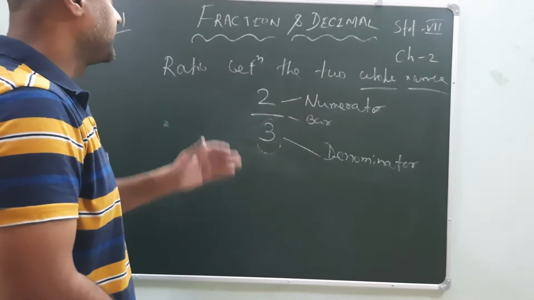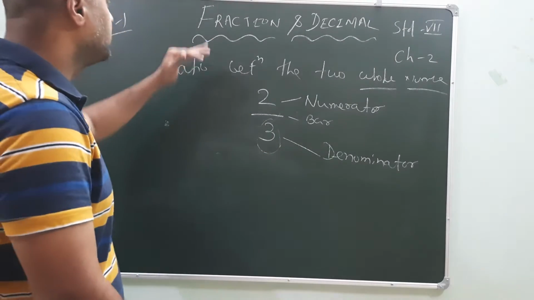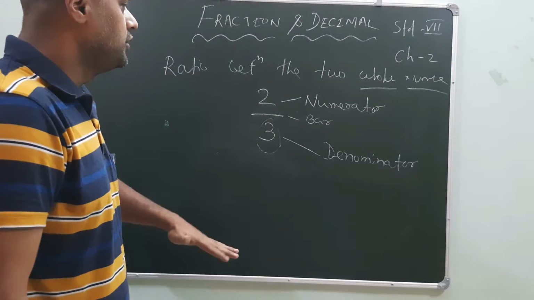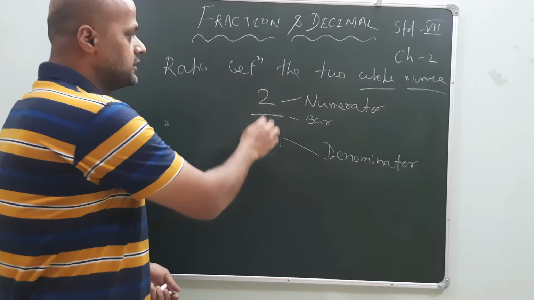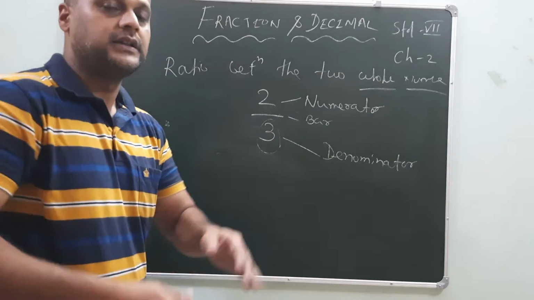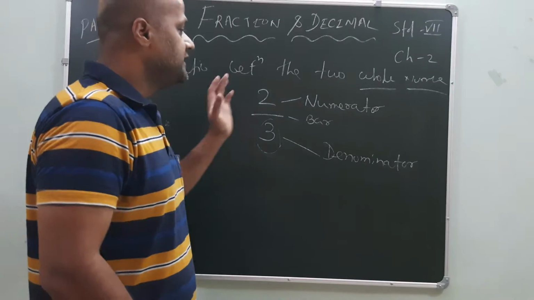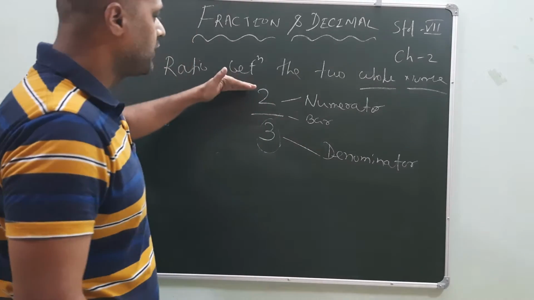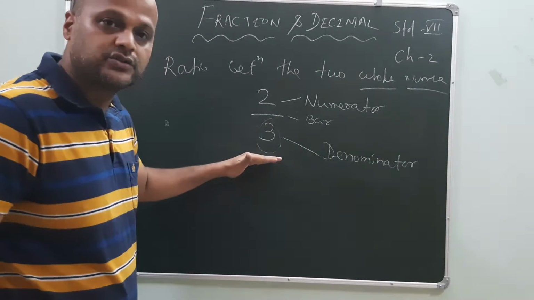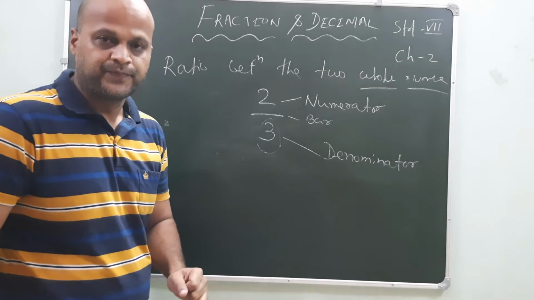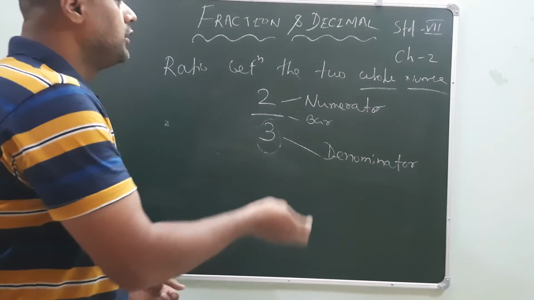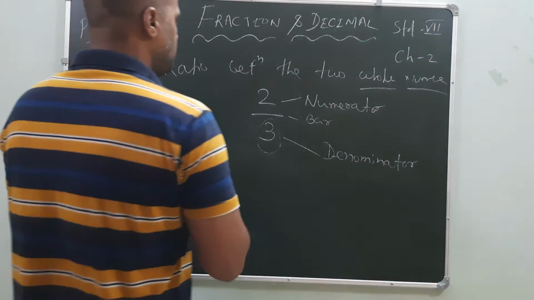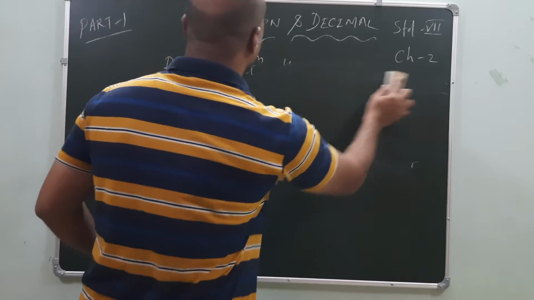Understood friends? Before that, what have we discussed? A fraction is a ratio between two whole numbers. 2 is a whole number, 3 is a whole number, and in other words the fraction is the ratio between the numerator and denominator. The upper one is called the numerator, the lower one is called the denominator. Okay, now we will go to the next part. This is the definition we have been discussing.